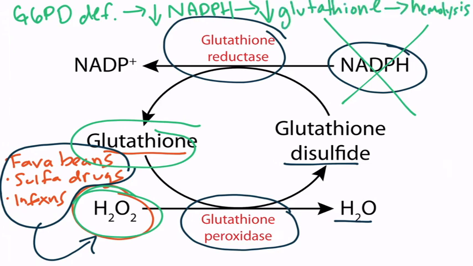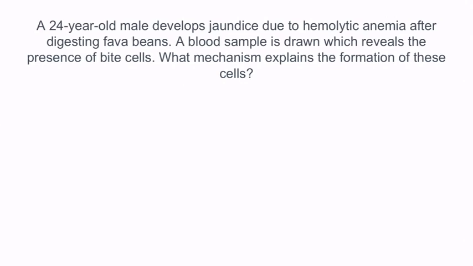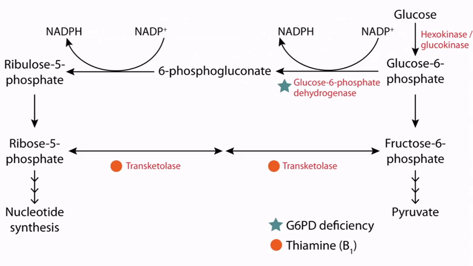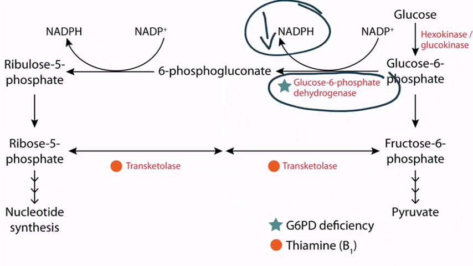Okay, let's do a question. A 24-year-old male develops jaundice due to hemolytic anemia after digesting fava beans. A blood sample is drawn, which reveals the presence of bite cells. What mechanism explains the formation of these cells? Hopefully from the question stem, you notice that this patient has a G6PD deficiency. We can deduce this because he digested fava beans, which are a form of oxidative stress, which then resulted in hemolytic anemia. From the HMP shunt pathway, we can see that a deficiency of G6PD results in decreased NADPH.